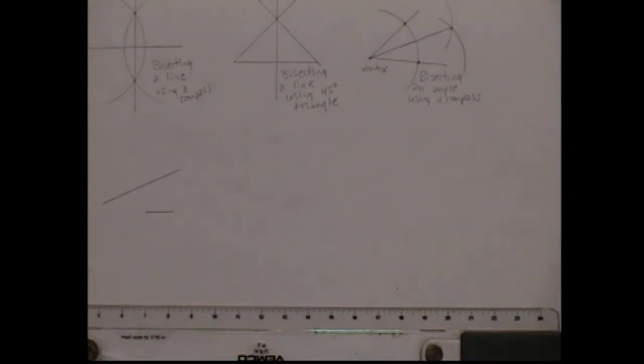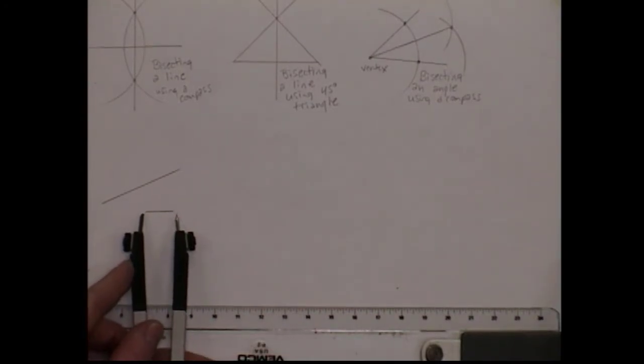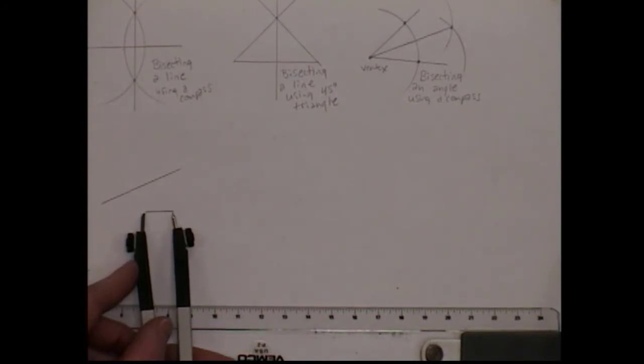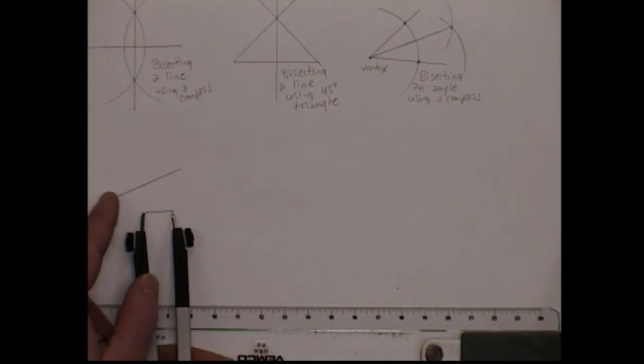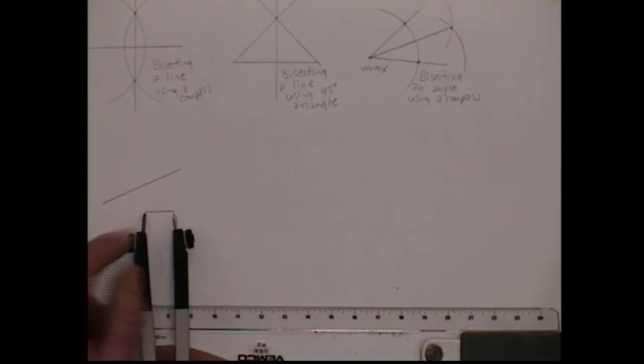All right. The next thing that you're going to do, you're going to set your compass to the distance of this shorter line. So you didn't know when you were making that line that it was going to be your given distance to make it parallel. All right. So we're going to make a line parallel to this line at this distance. So set your compass to the distance of this shorter line. Okay?